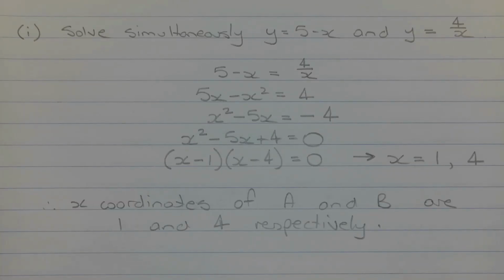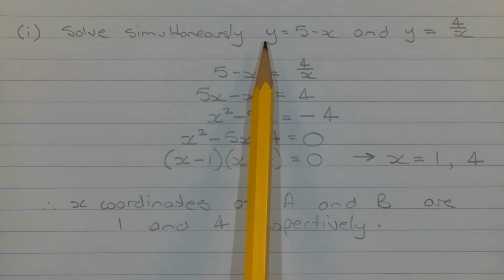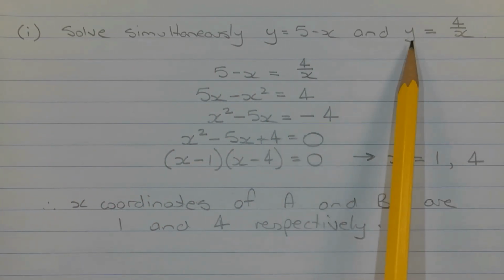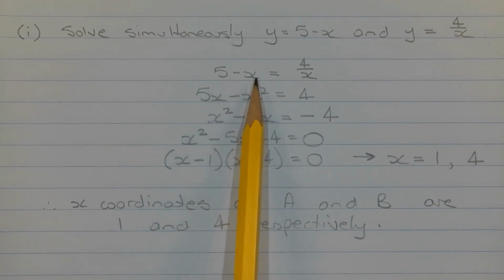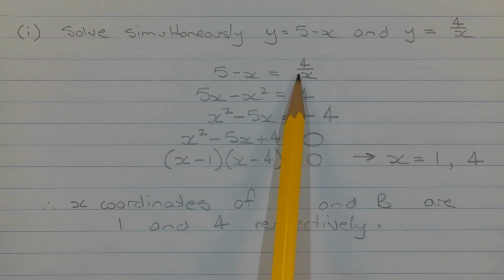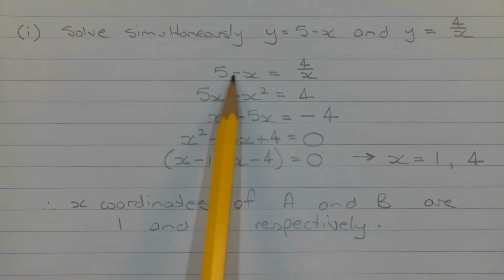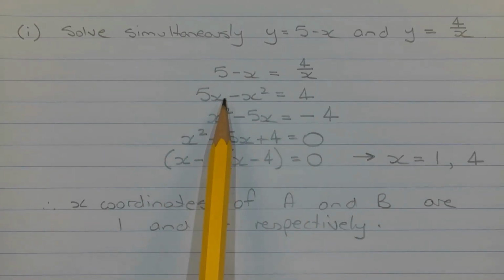To find the x coordinates of the points of intersection, we solve simultaneously the equations y equals 5 minus x and y equals 4 over x. Using the substitution method, we can form this equation: 5 minus x equals 4 over x. We can eliminate the denominator x on the right hand side by multiplying all terms by x, and we get 5x minus x squared equals 4.